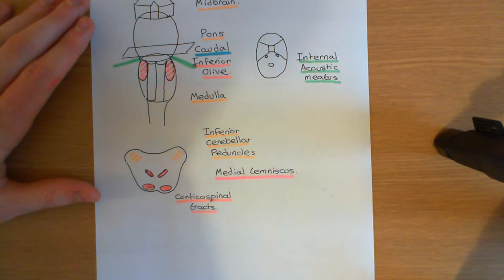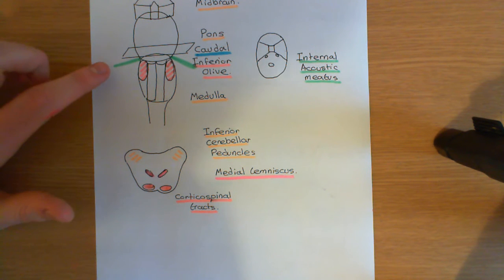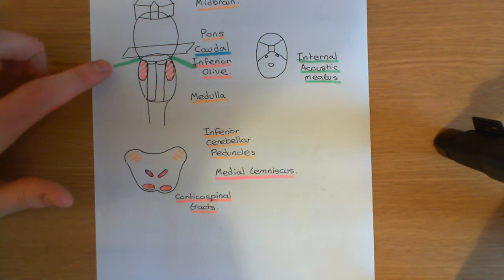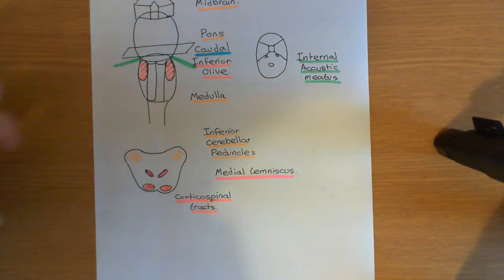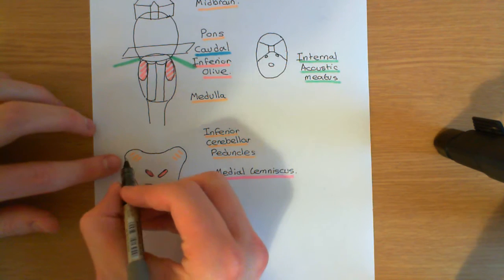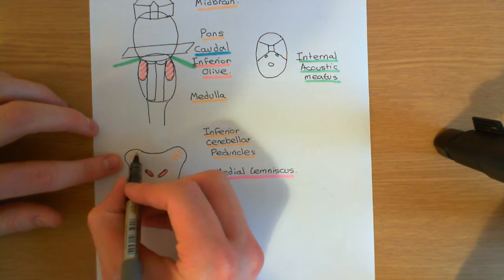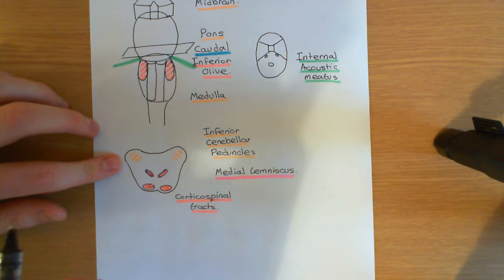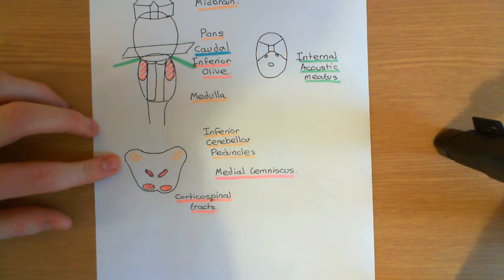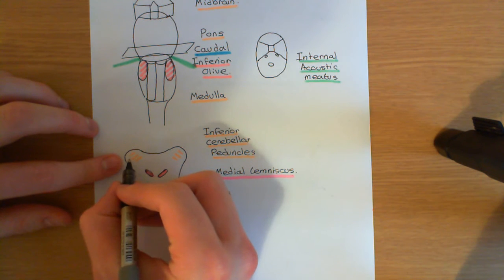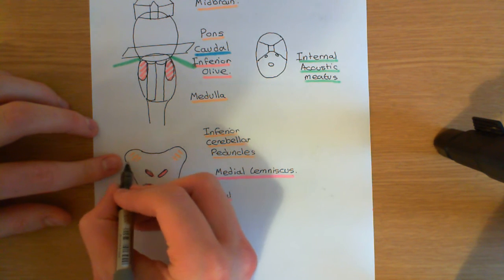So what I now want to show you is where the central processes of these bipolar neurons in the vestibulocochlear nerves are actually going to go. On the lateral portion of the inferior cerebellar peduncles, and remember we're looking at this on the right hand side initially, on the lateral side of the inferior cerebellar peduncles, you actually have some nuclei within this portion of tissue.